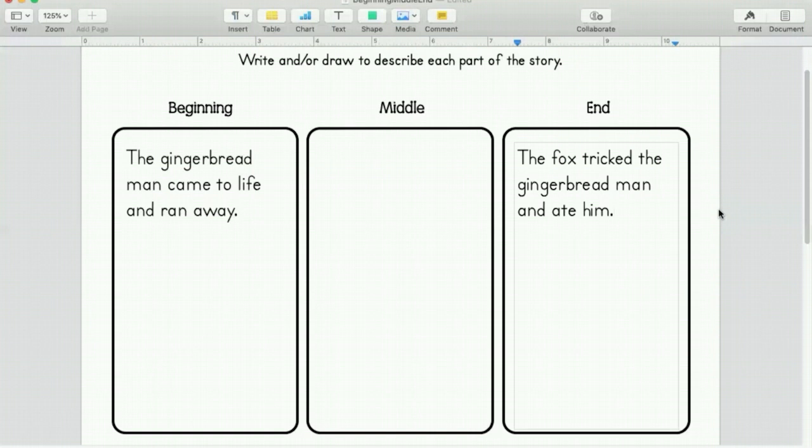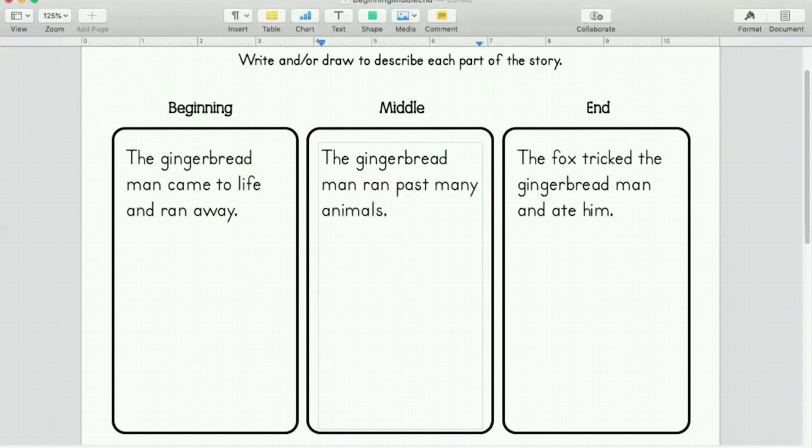The gingerbread man ran past lots of different animals. Every time he was faster than they were, and he outran them. So one way we could say that in a short 1 or 2 sentences is we could just say, the gingerbread man ran past many animals.